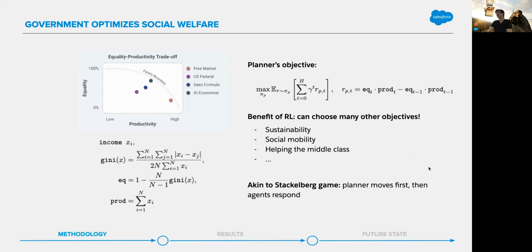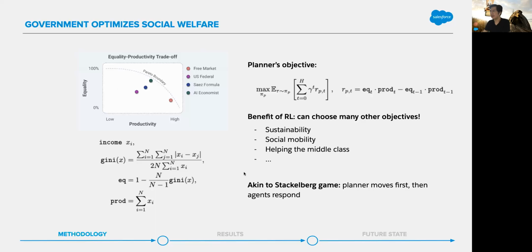Now, the benefit of reinforcement learning is that we can actually choose many objectives to put in here. So we don't have to choose equality times productivity, but you could imagine that things like sustainability or social mobility or helping the middle class, anything that can be quantified can be given to the planner as an objective. And so that's a really nice thing. And this flexibility of the reinforcement learning framework gives a large scope for the kinds of problems that you might be able to study in the future.